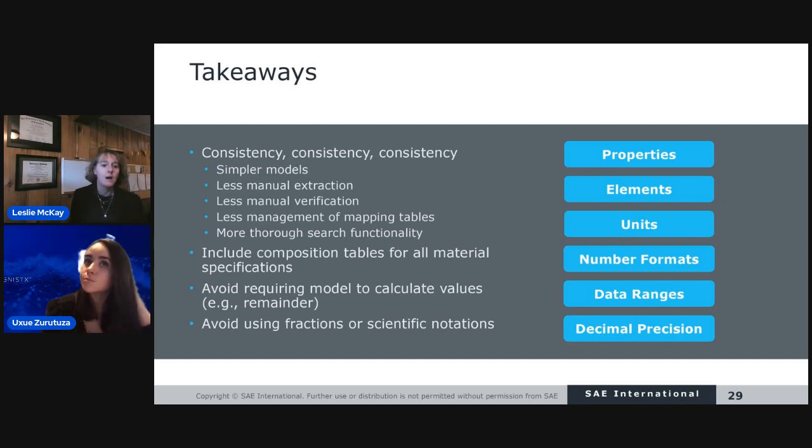Explicitly call out composition tables rather than having them embedded in either the title or the text of the standard. Avoid having the model do any calculations based on inconsistent unit measures, or things like what I was talking about with remainder or 10 times C. Just avoid that wherever possible, and avoid using fractions or scientific notation unless it's really necessary for a human to understand that requirement.